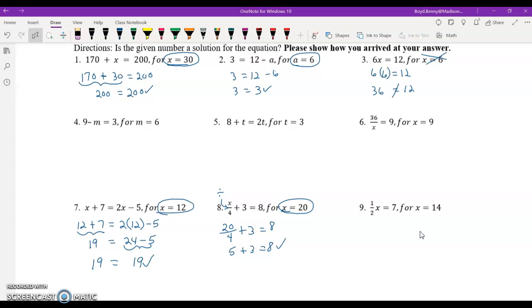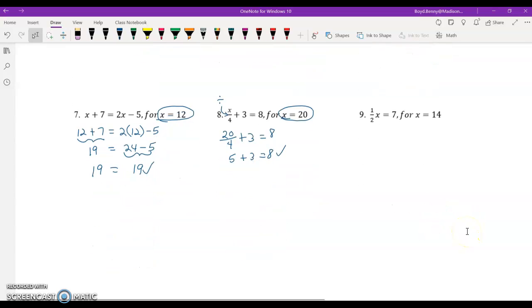Okay, next, I'd like for you guys to pause the video and try number 9. Okay, guys, I'm back with you. So, as a summary, I would like for you to answer the question, how do you check to see if a number is a solution to an equation?